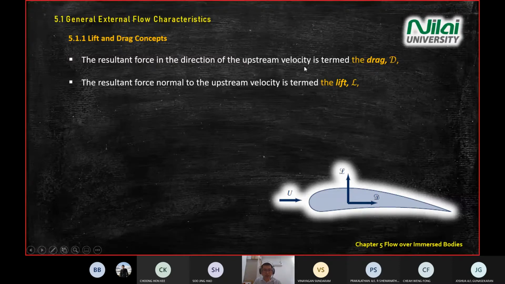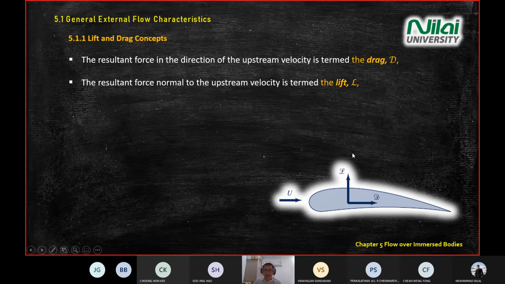Right, on the screen here is a textbook definition. If your force is parallel to the upstream direction, we call it drag. If the resultant force is normal, meaning 90 degrees relative to the upstream, then it becomes lift. This is a general understanding when you want to develop an equation from the free body diagram. This is a very important concept. If you mix these two up, then most of the time you'll get the wrong answer.